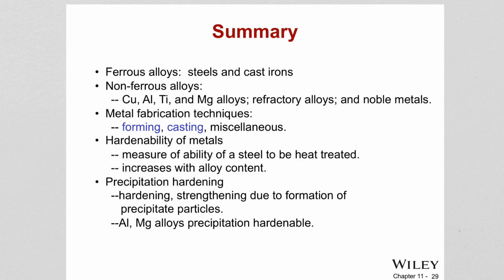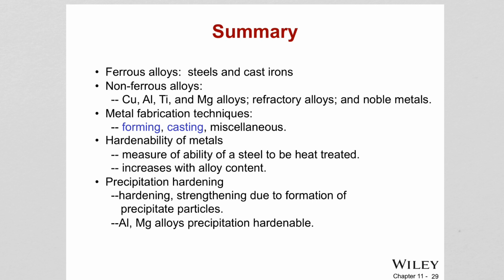So what we have learned is ferrous alloys, steels, and cast irons. Make sure you understand the difference between them, and make sure you can identify from the micrographs what type of steel and cast irons we have, and what their properties are. And non-ferrous alloys like copper, aluminum, titanium, and magnesium alloys, and what their specific properties are. We looked at different fabrication techniques briefly.